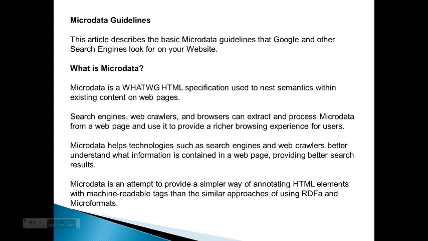So, this article describes the basic microdata guidelines that Google and other search engines look for on your website. So, what is microdata? Microdata is the WHATWG HTML spec used to nest semantics within existing content on web pages. Search engines, web crawlers, and browsers can extract and process microdata from a web page and use it to provide a richer browsing experience for users.